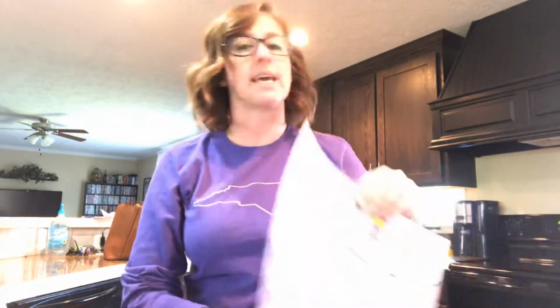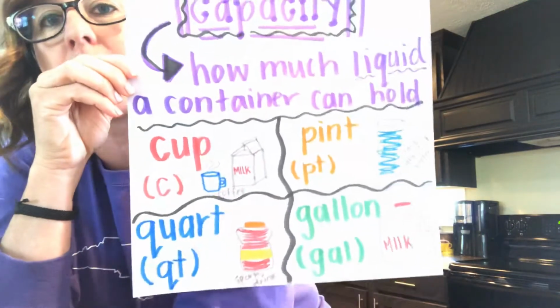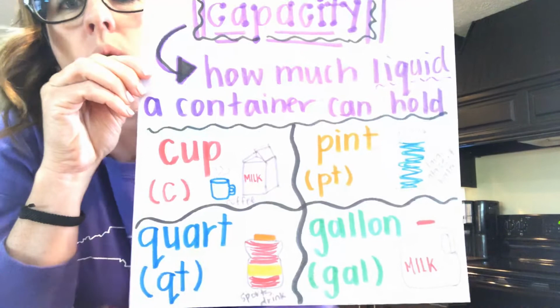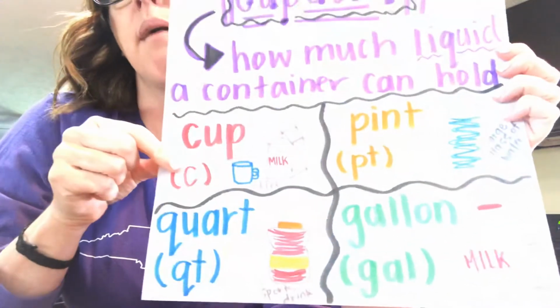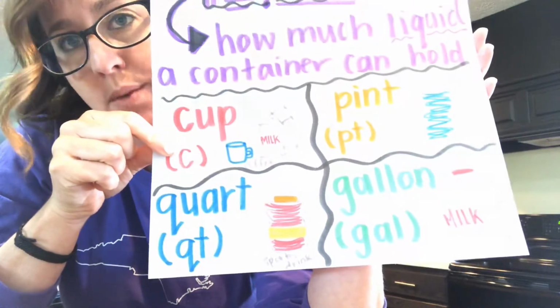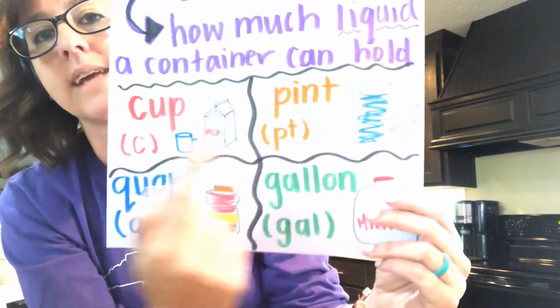So let's take a look again at our chart here. Okay, so again, the capacity is how much liquid a container can hold. Okay, what we talked about today was a cup. Okay, but a cup measurement is not the only type of measurement we can have. Okay, you can also measure things in pints. Okay, so let's go back to the cup.